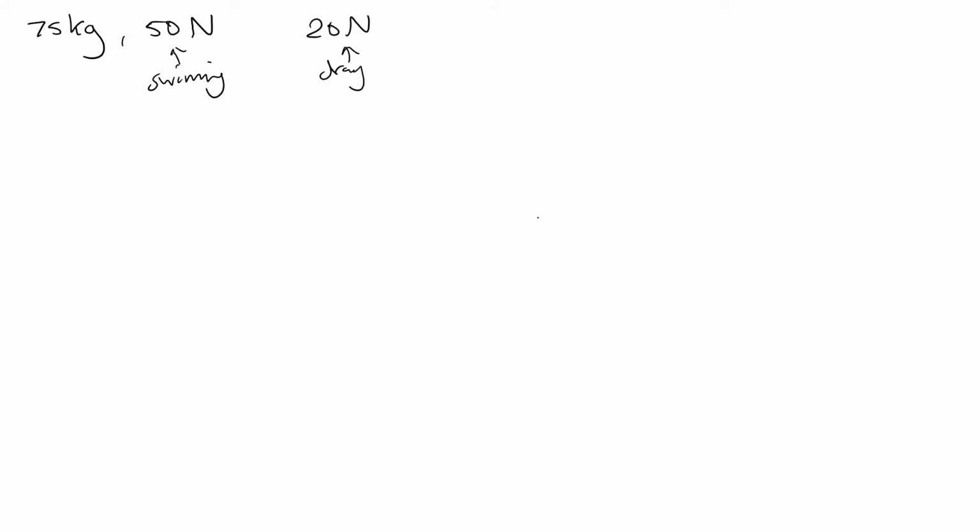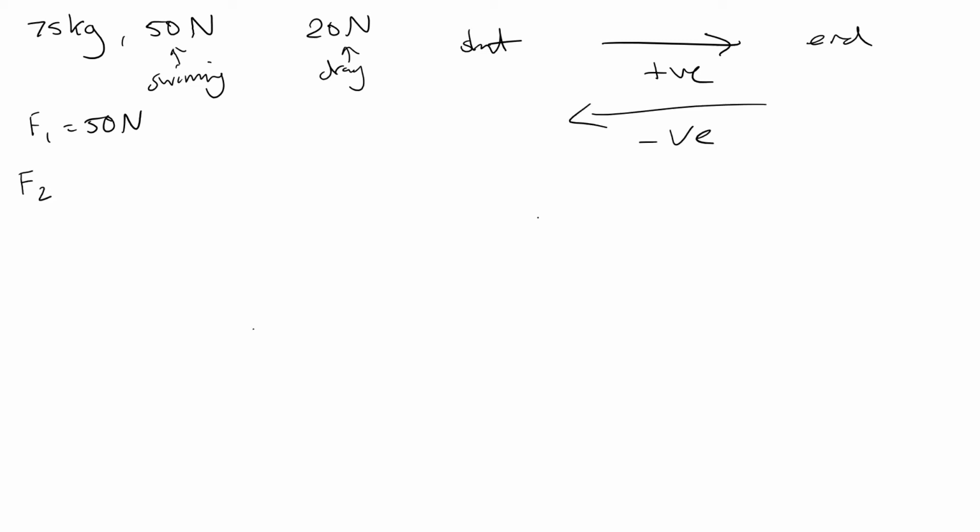So there are two forces acting on this. F1, which is 50 newtons. Let's say this is the start, and going this way is the positive direction. That means F1 is positive, because he's going towards the end. Now F2 is the drag force, so it's going this way, which means it's negative. So F2 is equal to negative 20 newtons. And to find the net force, we just add force 1 and force 2. So this becomes 50 minus 20, which is 30 newtons.